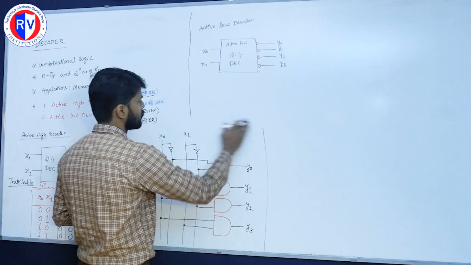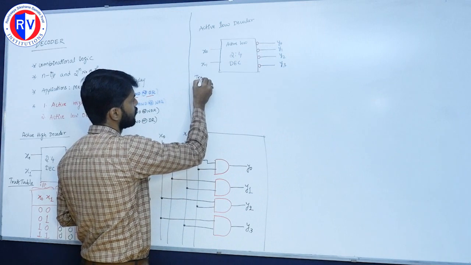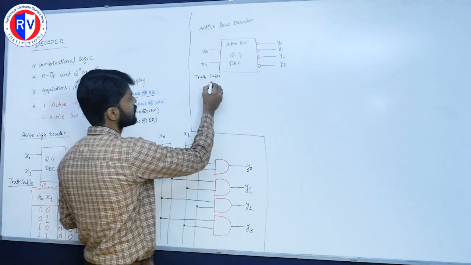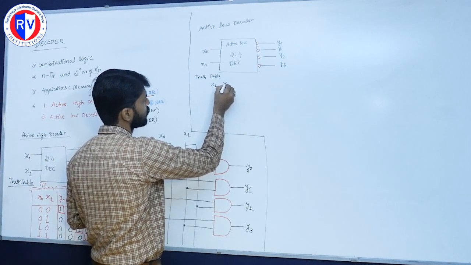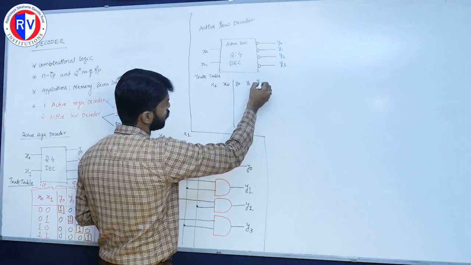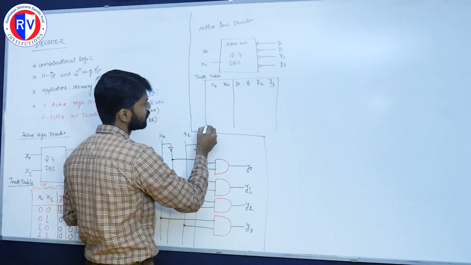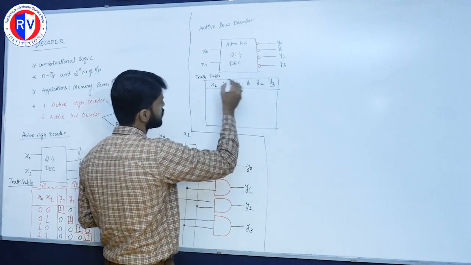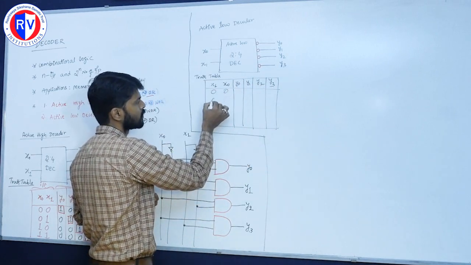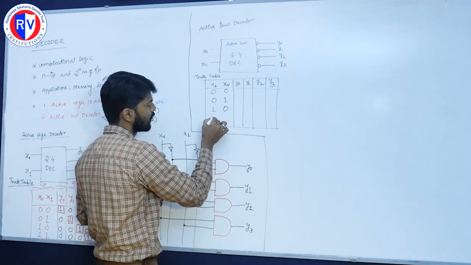Now I will write the truth table for the same. So next we need to construct a truth table for the active low decoder. Again, in this case, X0 and X1 are the inputs, Y0, Y1, Y2 and Y3 are the outputs. Again, the combinations are 0, 0, 0, 1, 1, 0 and 1, 1.